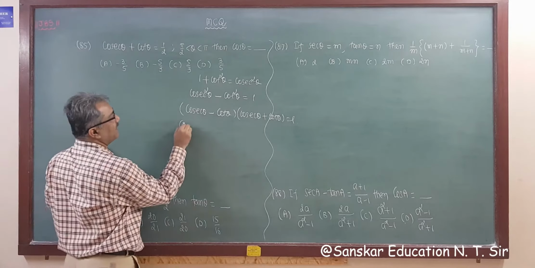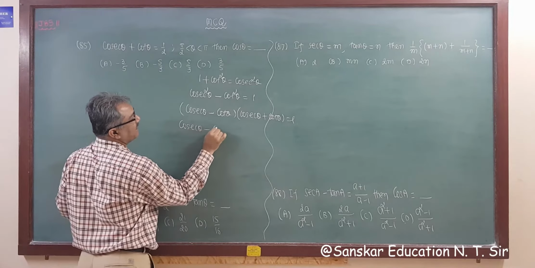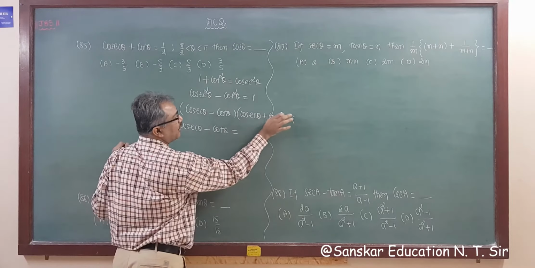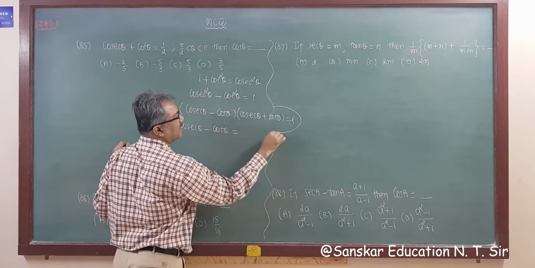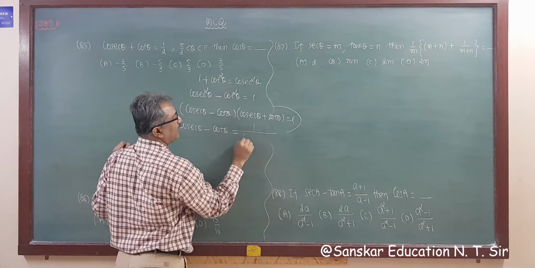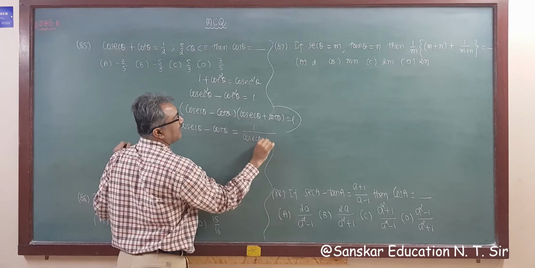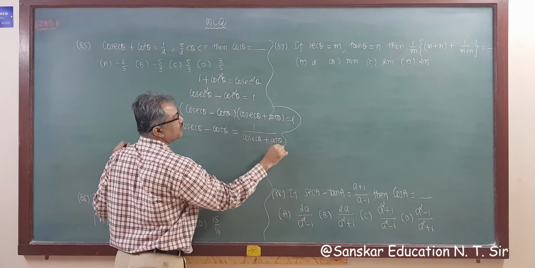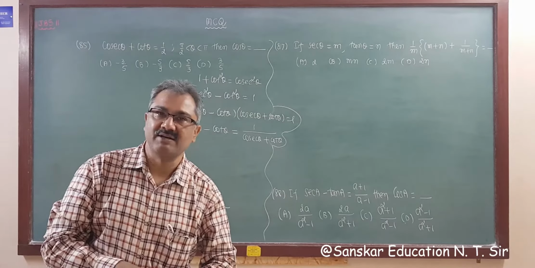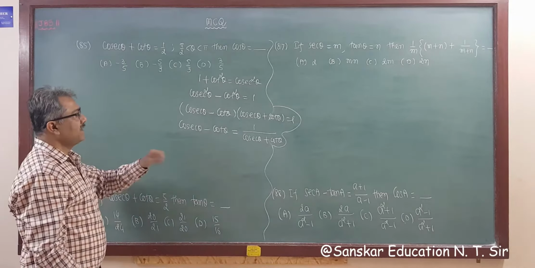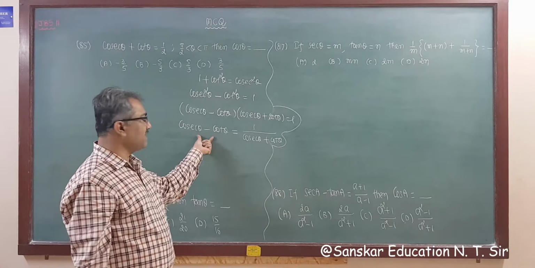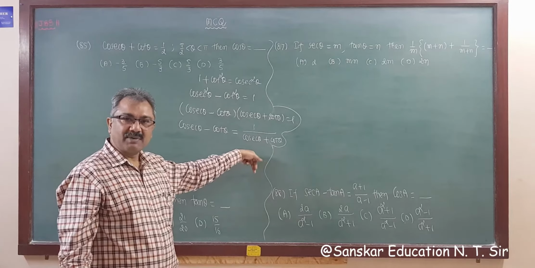So if I am writing here cosec theta minus cot theta, taking the other factor to the right hand side, it goes to the denominator. So we get 1 upon cosec theta plus cot theta. This is a very important aspect for solving MCQs and competitive exams, a shortcut method. So cosec theta minus cot theta is 1 upon cosec plus cot, and cosec plus cot is 1 upon cosec minus cot.